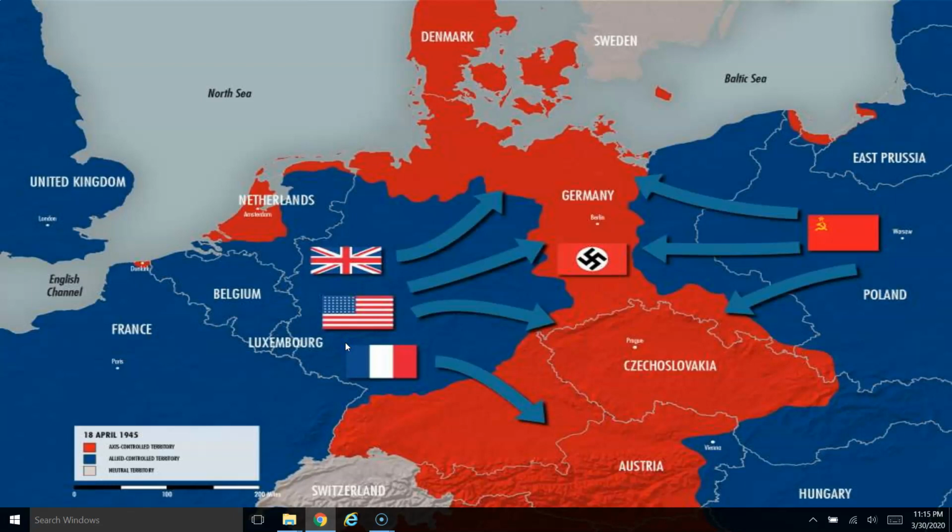This is more or less the situation that Hitler found himself in. Here is Berlin. That is where Hitler was. By the time the war ended, he was hiding in a bunker. And he had the Russians pushing into Germany from the east. He had the British and the Americans coming in from the west. And he was simply squeezed in between the two armies.